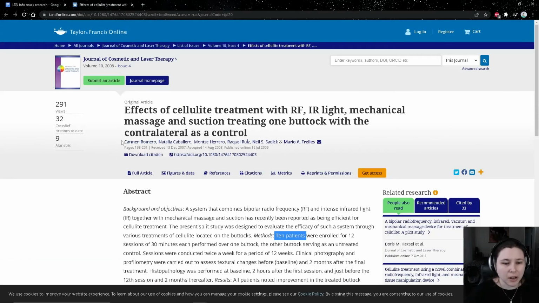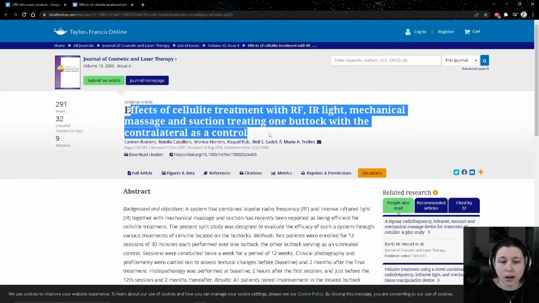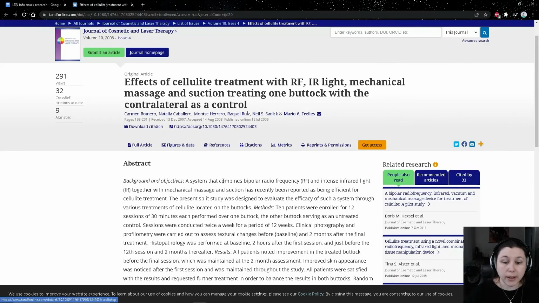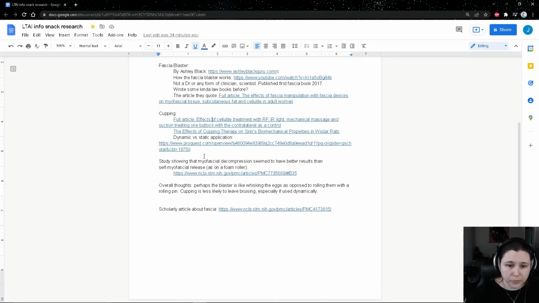Now, something else. Carmen Romero, Natalia Caballero, and then Monse Herrero. These people do not appear to be involved with Ashley Black. So here we have another scientific study that uses a lot more than just the mechanical manipulation, that also gets great results, that does not appear linked to Ashley Black at all. So I would call this a supporting evidence type of article.